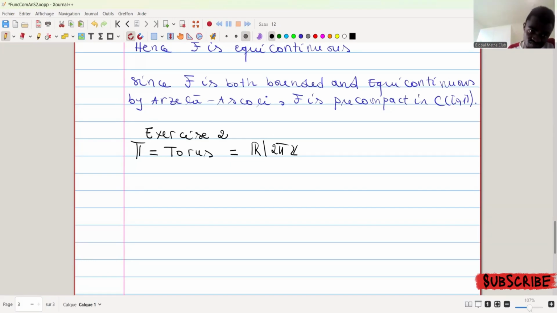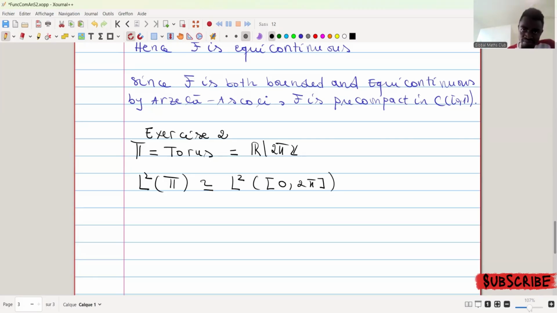Now, you have to understand that L2 of the torus is isomorphic to L2 of this. So we can define L2 of the torus by defining L2 of 0, 2 pi. If it is very difficult to work in L2 of the torus, you can work on L2 of 0, 2 pi.